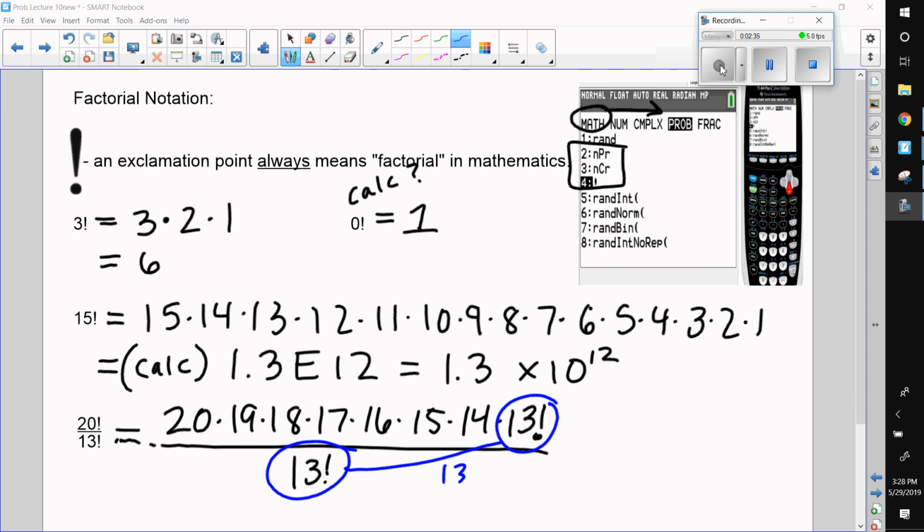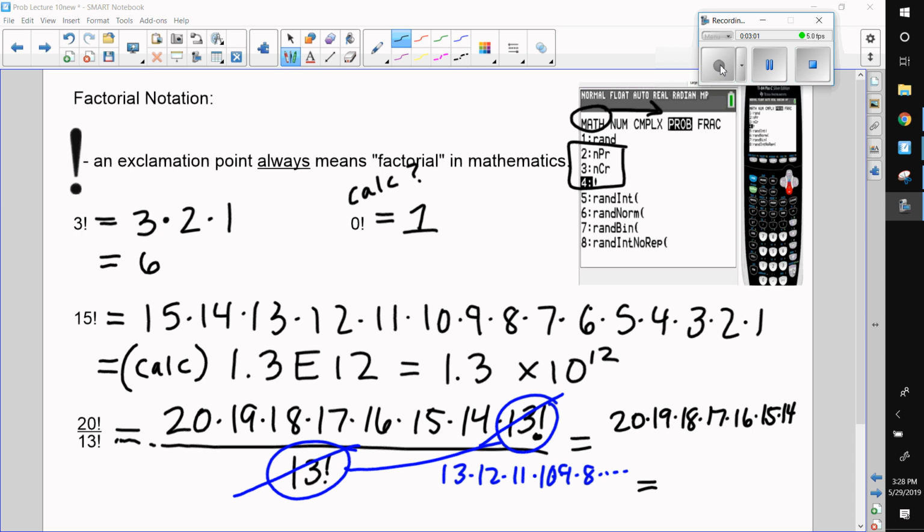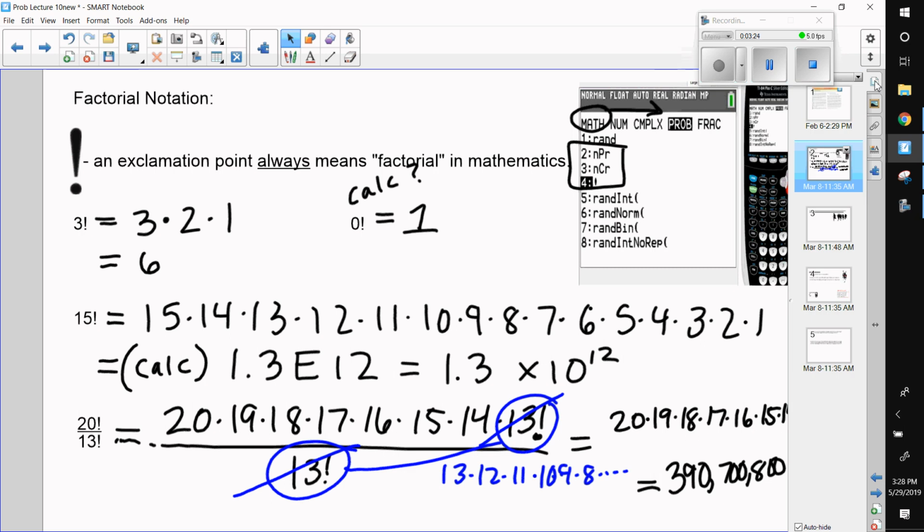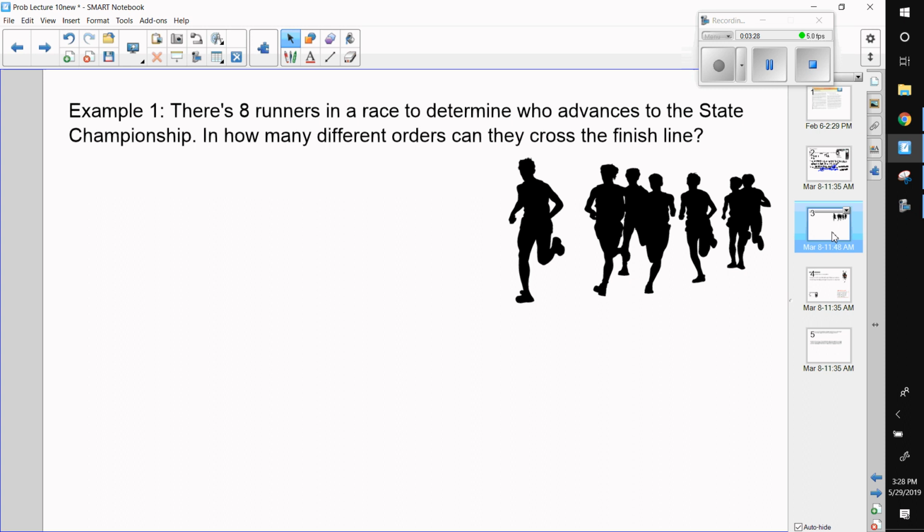Both of these are saying 13 times 12 times 11 times 10 times 9 times 8, etc. When I'm using multiplication and I have division, these are going to cancel out, which means that I'm left with just the beginning part of this, that 20 times 19 times 18, 17, 16, 15, 14, which is going to equal 390,700,800. Still a very big number, but you can also do this in your calculator with the division, but this is what it's actually looking like when you go to do some problem solving. We've got some calculator stuff. Let's look at where we can go from here.